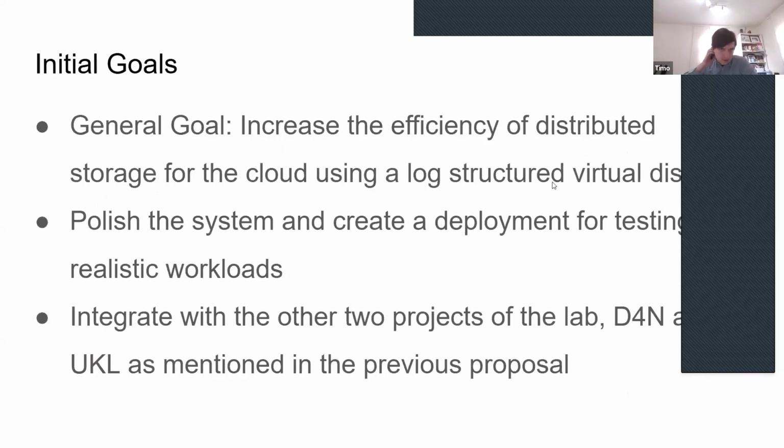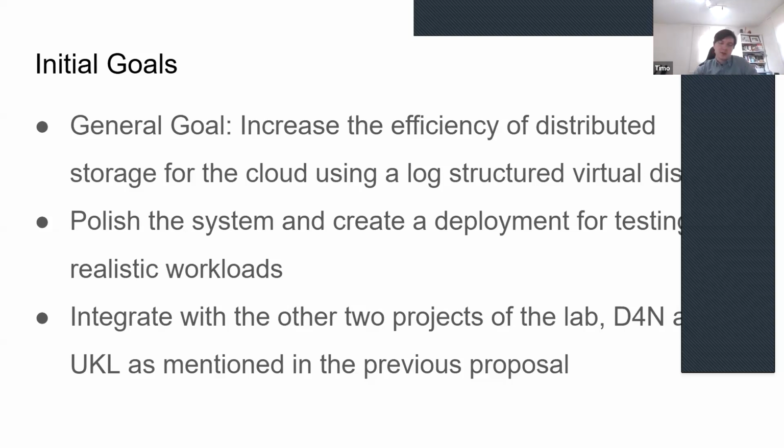The general goal of the system is just to increase the efficiency of distributed storage in the cloud using the log structured virtual disk, but that's sort of the big overarching goal. In general, what we wanted to do was polish the system and create a deployment to test workloads that would occur on realistic systems. And in the longer term, we wanted to do this deployment so that it's easy to integrate in the future with other projects in Oron's lab.